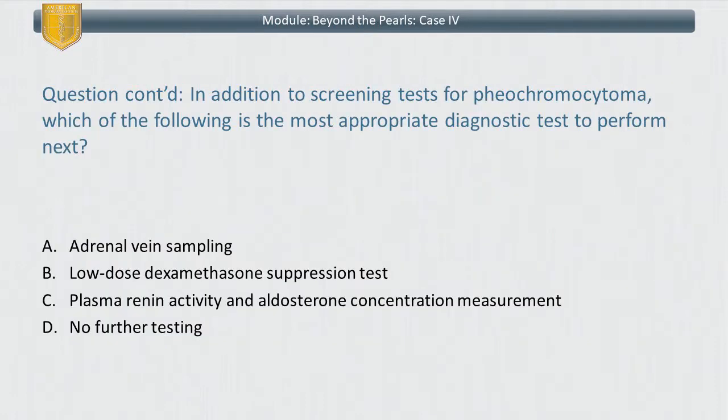In addition to screening for a pheochromocytoma, which of the following is the most appropriate diagnostic test to perform next? So, number one, when you talk about these incidental adrenal masses, is it common clinically? The answer is yes. We see it all the time. So many people are getting PET scans and CT scans. And anytime we think about an adrenal mass, what do we worry about? You got it, cancer.